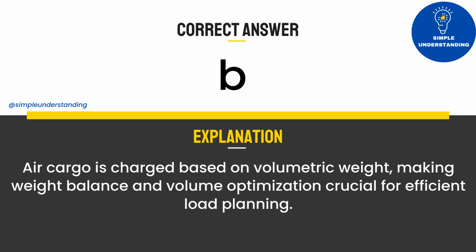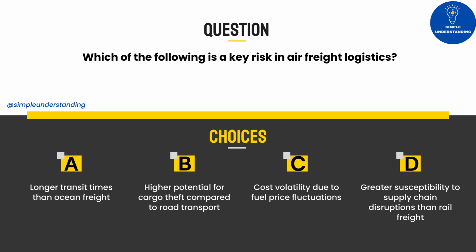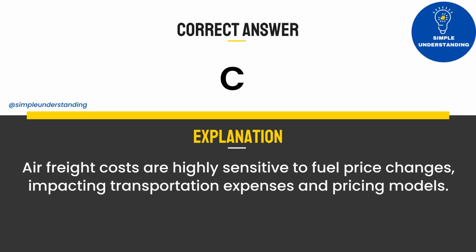Which of the following is a key risk in air freight logistics? A. Longer transit times than ocean freight. B. Higher potential for cargo theft compared to road transport. C. Cost volatility due to fuel price fluctuations. D. Greater susceptibility to supply chain disruptions than rail freight. Correct answer: C. Explanation: air freight costs are highly sensitive to fuel price changes, impacting transportation expenses and pricing models.